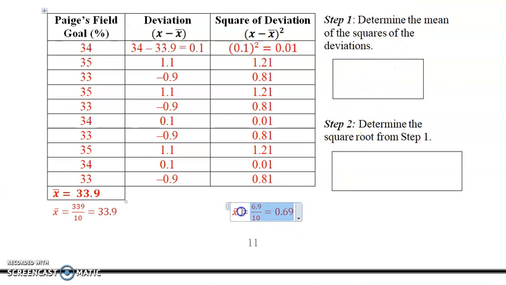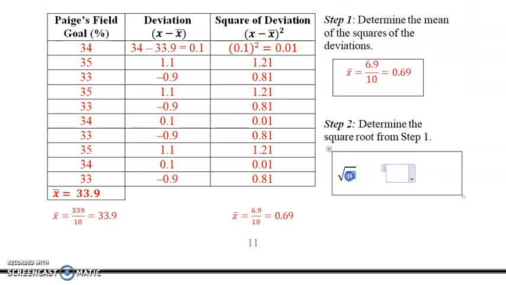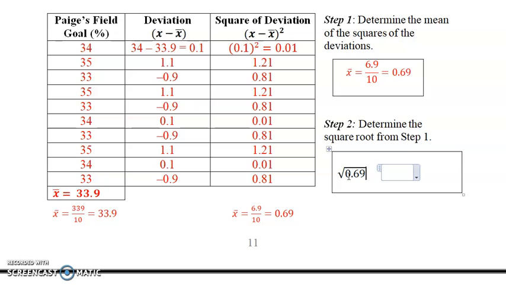Determine the mean of the squared deviations. So I've done that: 0.69, and then I take the square root of that. Square root of 0.69, and that is the standard deviation. A lot of tedious work. You would be correct in saying that. So when we take the square root of 0.69, we get 0.830662338, and so on.